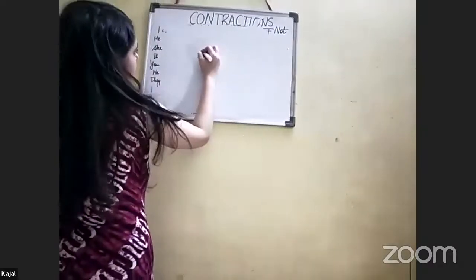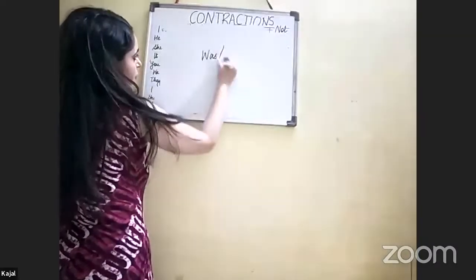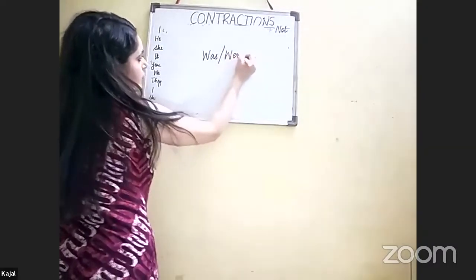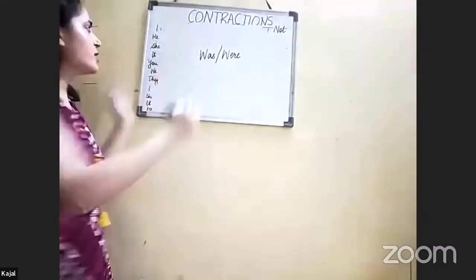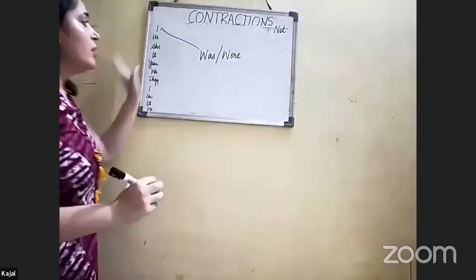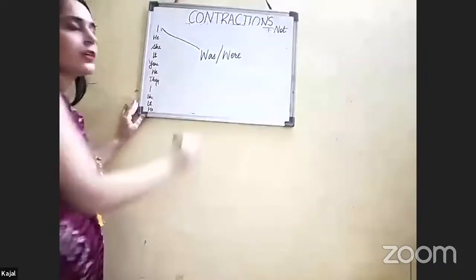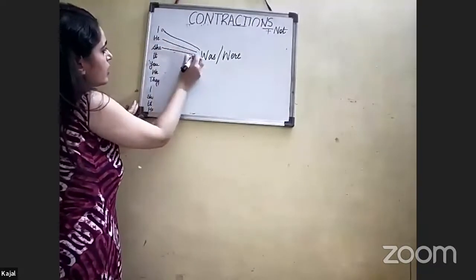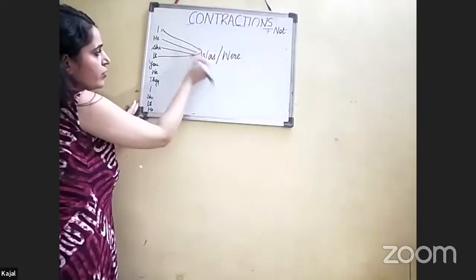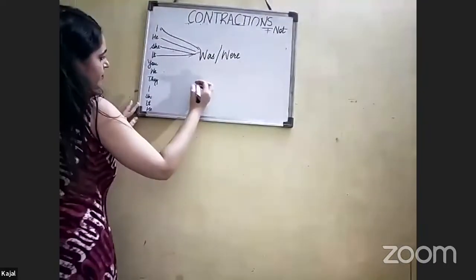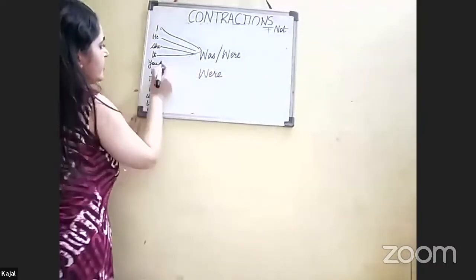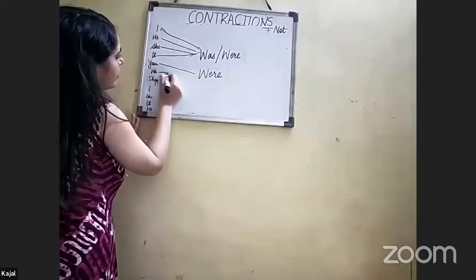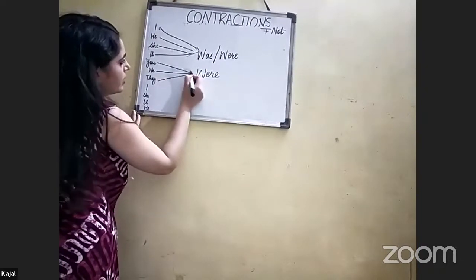Next is was and were. We use was with I singular. It's like was with he, she, and it singulars also. We are going to use was. And now we have were. I'm writing it again here. Were is used with you were, we were, and they were.